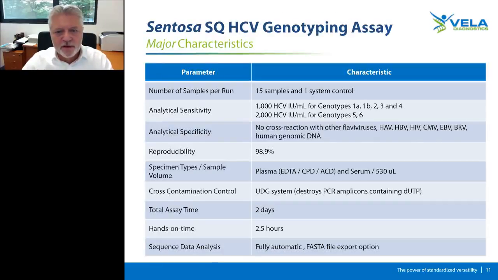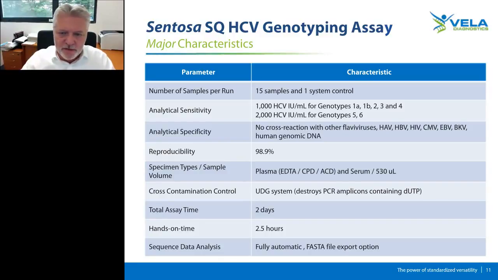So this is a summary of the genotyping assay we developed on NGS. The major characteristics are shown here. Fifteen samples can be used in one run. We have one system control, as I explained. The analytical sensitivity for genotypes 1 to 4 is 1,000 international units per milliliter. For genotypes 5 and 6 it is 2,000, simply because we didn't have enough samples to validate, especially genotype 5, which is a very rare genotype, mainly present in Africa. So we're still working on it, and that may change down to 1,000 international units at a later stage.